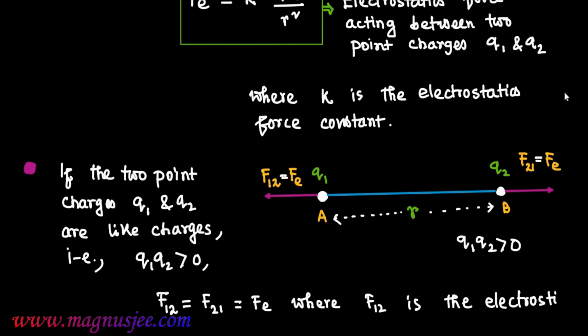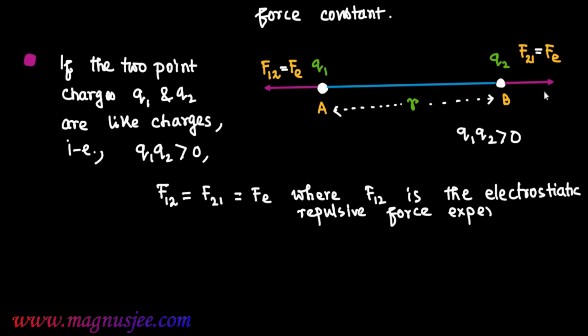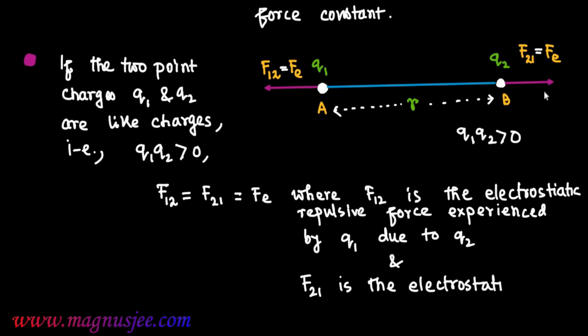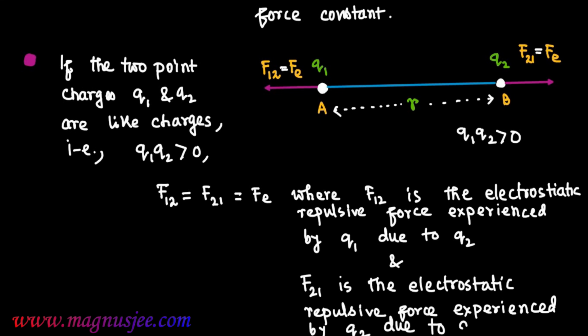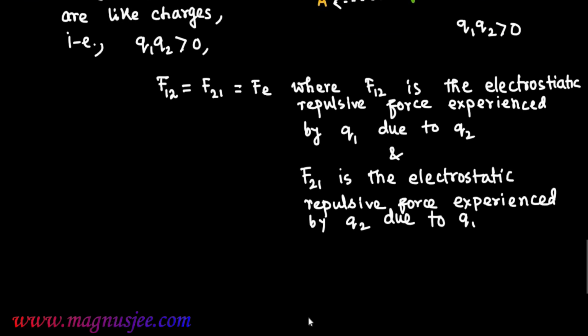Here F12 is the electrostatic repulsive force experienced by Q1 due to the other point charge Q2, and F21 is the electrostatic repulsive force experienced by the point charge Q2 due to the other point charge Q1.